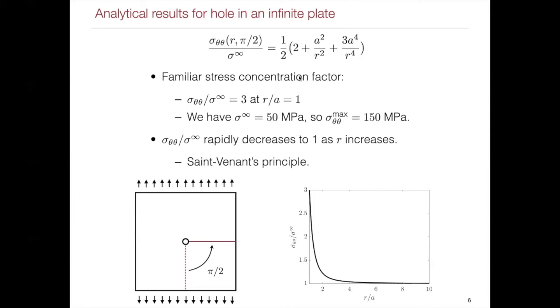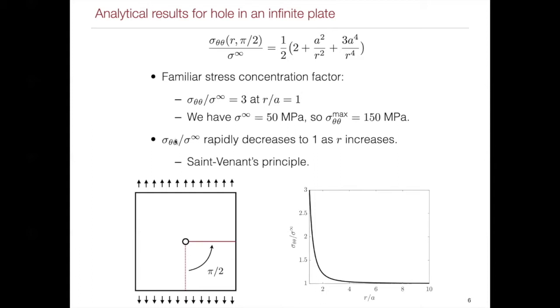From this analytical expression, we get that familiar stress concentration factor that you may have encountered before: at r over a equals 1, which is the surface of the hole, we have a stress concentration factor of 3. So the circumferential stress at the surface of the hole at this particular inclination is 3 times the far field applied stress. In our specific example, we have sigma infinity of 50 megapascals, and so our sigma theta theta max value, which is what we're going to be observing in the FEA simulations, is 150 megapascals.